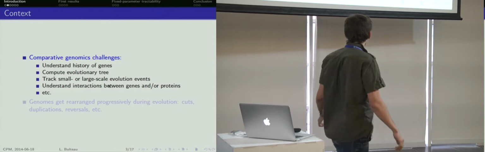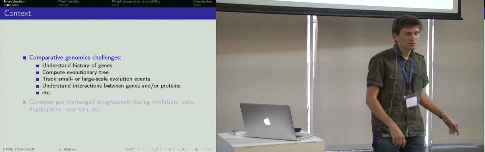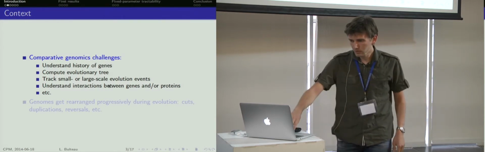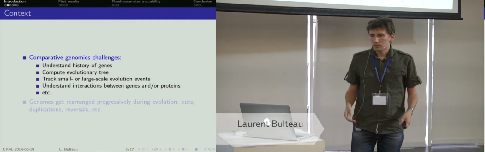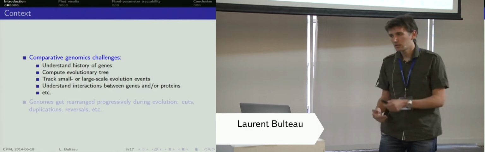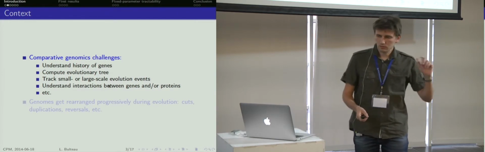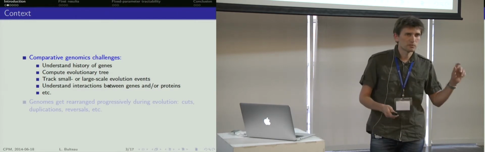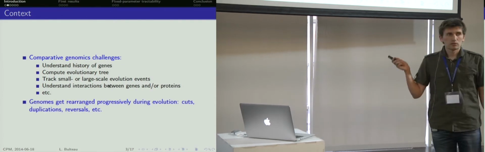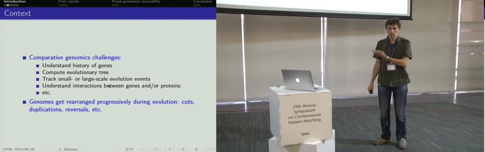The context, I'm at the end of this biology session, so I'll go quickly through this. It's a comparative genomic problem, so it comes with a whole bunch of motivation, which is to understand the history of evolution of genes, of evolution of species, and to track evolution events, and somewhere also understand the interaction between the genes. And the main thing we've got to know about rearrangement is that rearrangements can be of large scale, like we've seen in the previous talk.